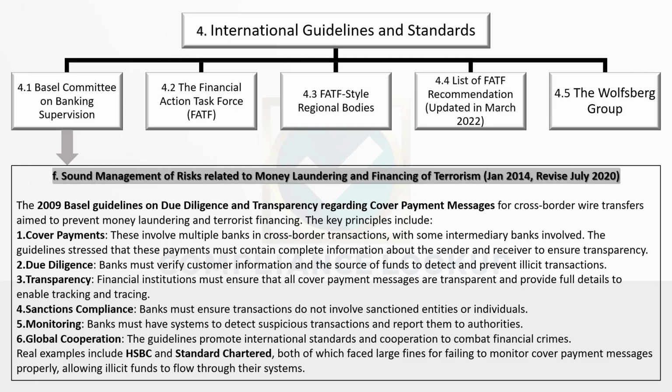Real example: Al Qaeda operatives have been known to use cross-border wire transfers through cover payment systems to fund their activities. These payments were often routed through multiple intermediary banks, obscuring the true origin and destination of the funds. For example, during the 2003 terrorist bombings in Saudi Arabia, funds sent to terrorists via cover payments were traced to multiple intermediaries in Europe and the Middle East, making it difficult for authorities to follow the money trail.